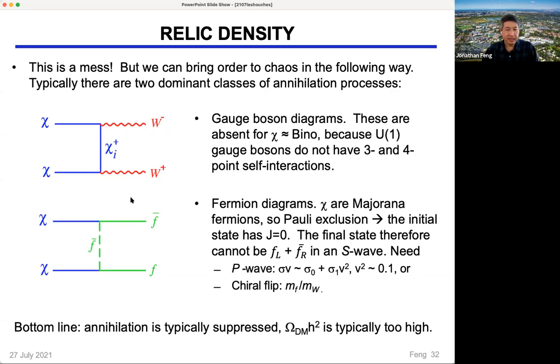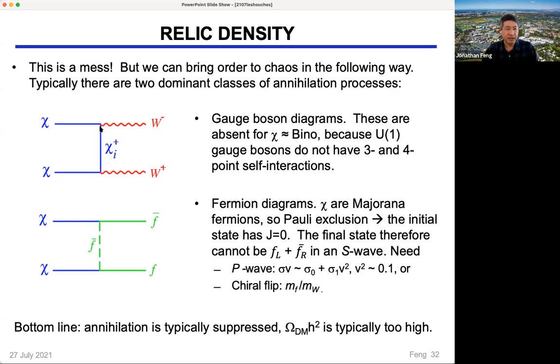Given the time, let me not go through the details, but suffice it to say that if this is a pure BNO, remember this neutralino is a mixture of a BNO, a WENO, and two Higgsinos. If it's a pure BNO, which happens in much of parameter space for the RG reasons I just mentioned, this is bad because these diagrams don't efficiently annihilate the dark matter. This is easy to see.